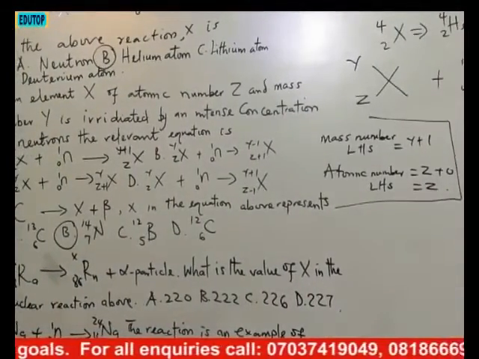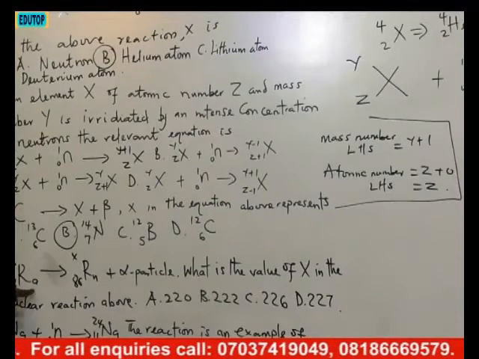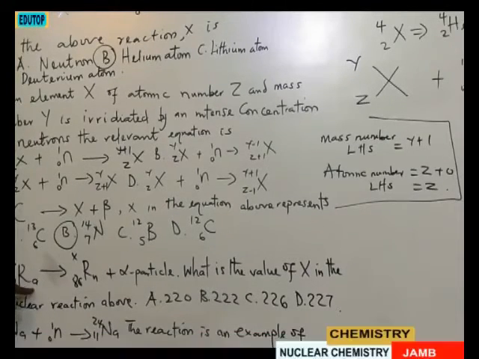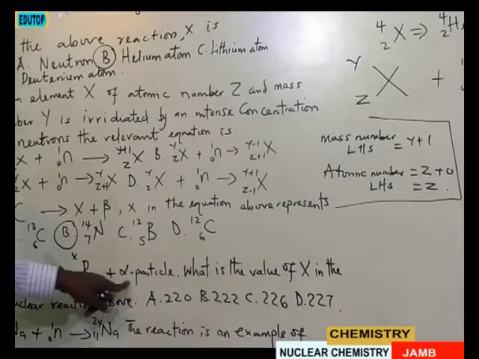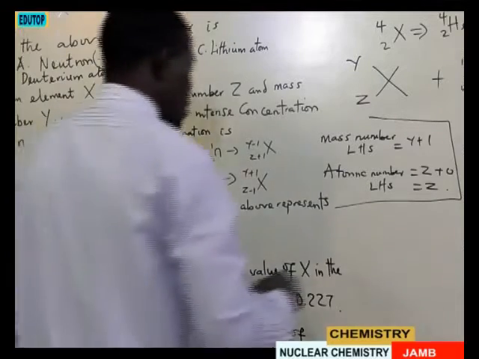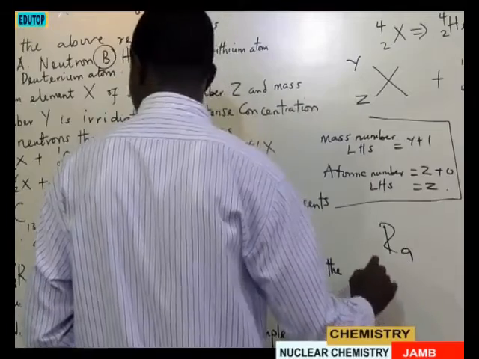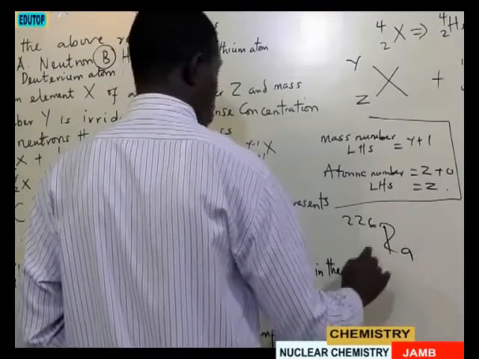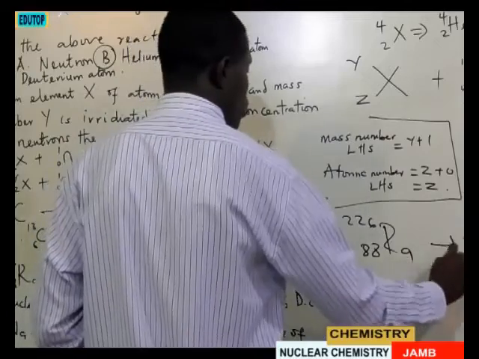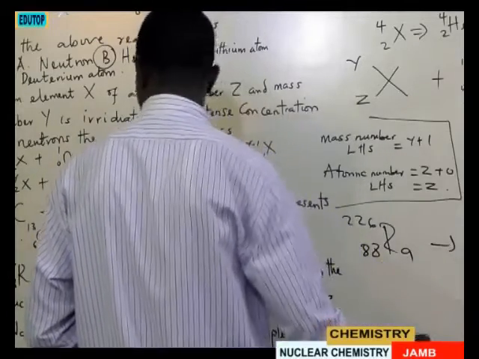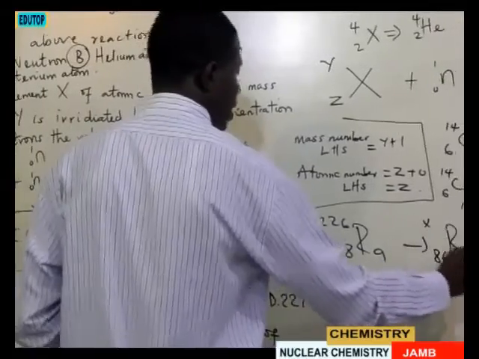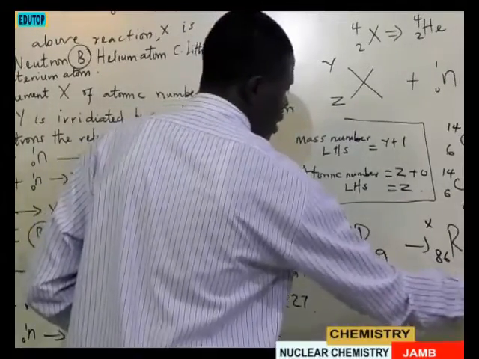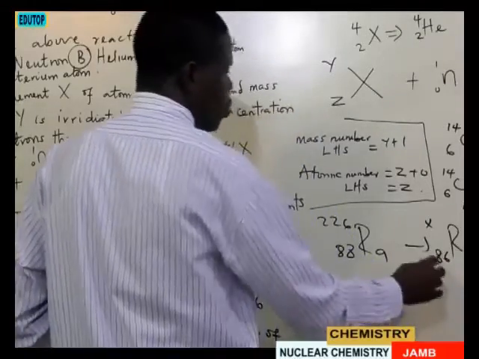The next question. We have radium going to radon. So in this situation, we have a beta emission. So automatically, what it simply means is that our radium, which is 226-88, then goes to radon, which is 86, with X here. But you have what? A beta decay. So what's a beta decay? Minus 1, 0. So what happens to this?